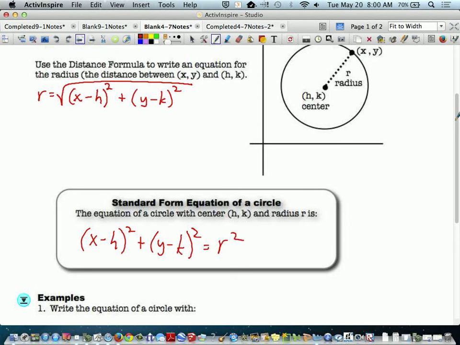So the definition of a circle is all points equidistant from another one, right? So you put a dot down for your center, and then the circle is equidistant. All the points on that circle are the same r value from the center.